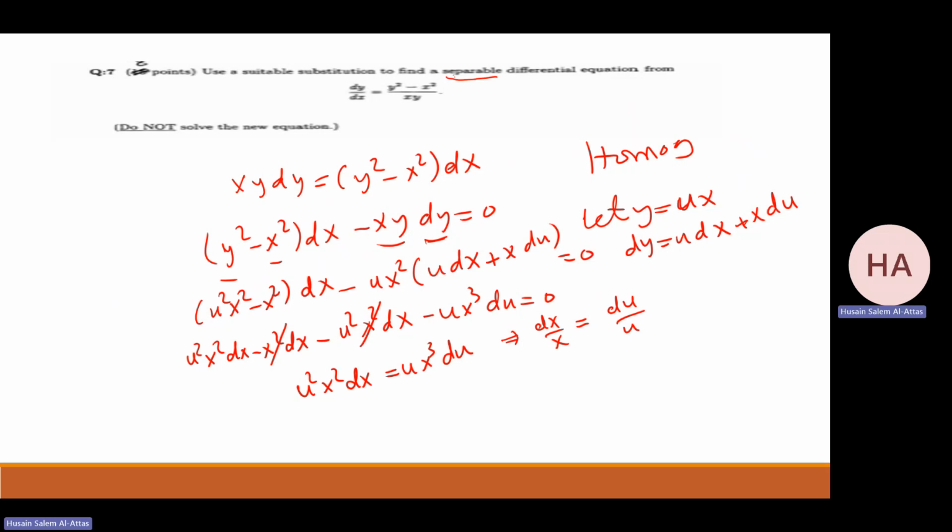Just to be sure I have the correct one. And if they are done, whether to solve it? No, just change it into. I did this one. Yeah, you have what? u squared x squared dx equals u x cubed.